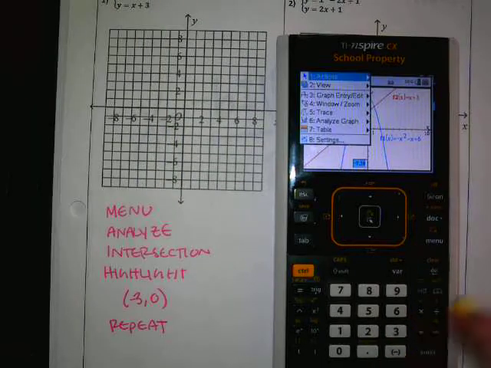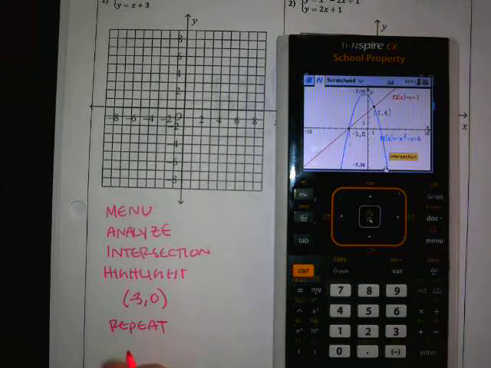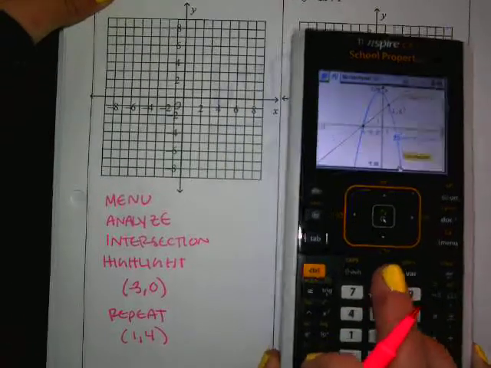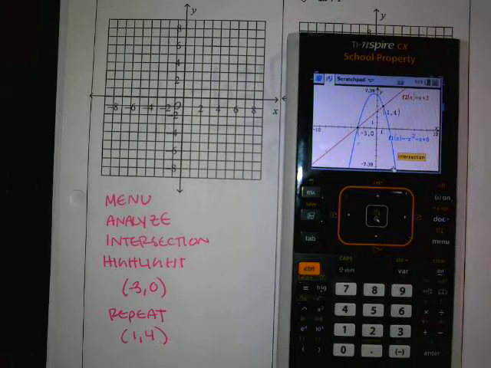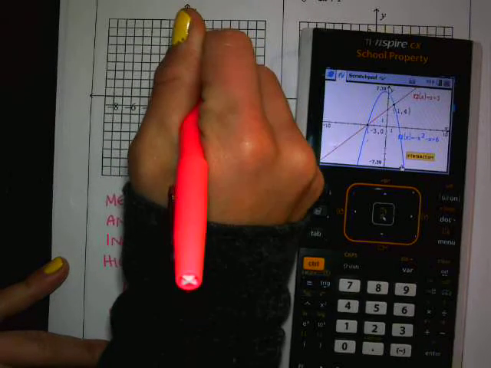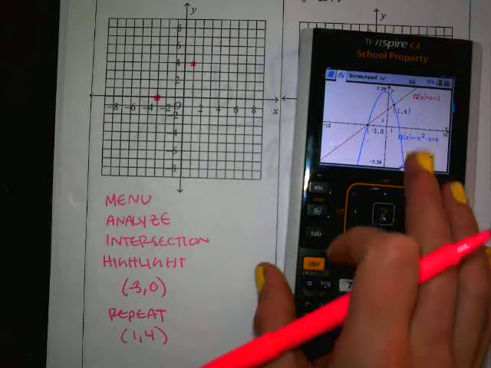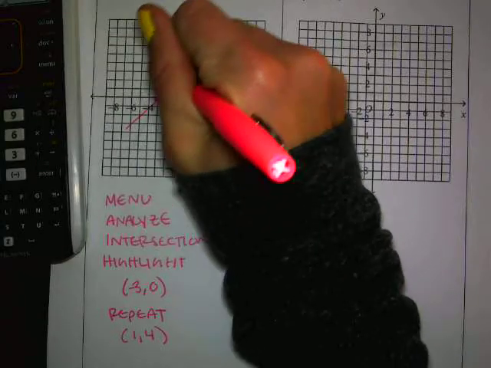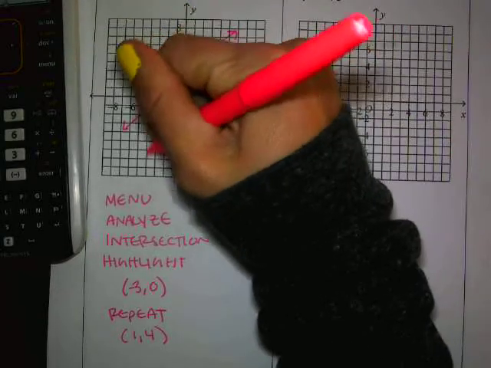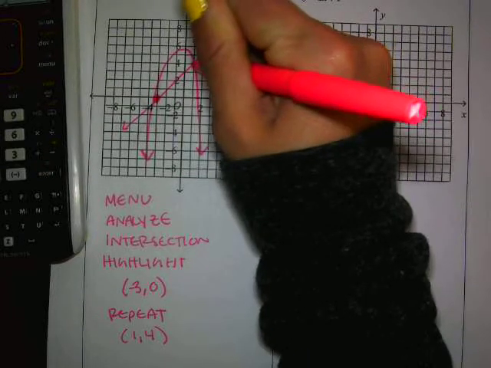So do my steps again. Menu, analyze graph, intersection, highlight the other one, and the other one is at 1, 4. I do want you to draw your graphs so you get used to the idea of them intersecting on the graph. That is the point you're finding. So negative 3, 0, and 1, 4. Your graphs don't have to be perfect, but draw your intersection dots in the correct spots.